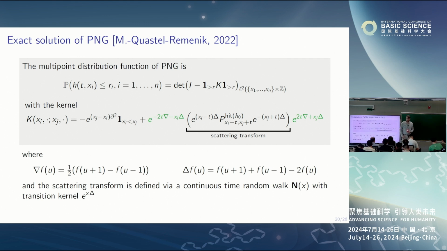So what is the random walk in this model? The random walk is the one generated by the Laplacian. So it is a Poissonian random walk which makes unit steps up and down.